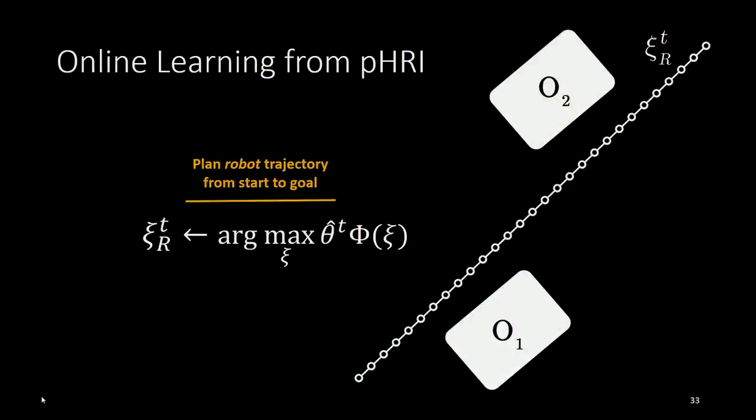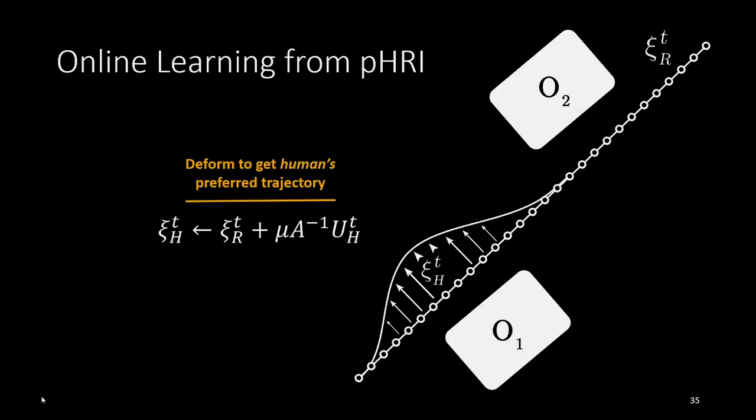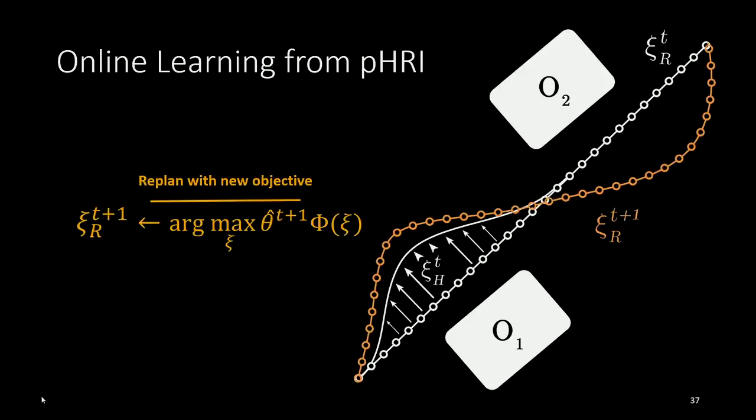Putting all these things together, we now have a full algorithm for online learning from pHRI. Here you see a robot has planned a trajectory from start to goal around these two obstacles, O1 and O2. A human's going to apply an interaction force u_H at some time t. The robot's going to deform its trajectory in the direction of that force, compute the difference in features between its original trajectory and the human's induced trajectory, and update its objective relative to that. And now the robot can replan a more optimal trajectory relative to the human's interaction force that consistently moves away from all the obstacles in the environment.